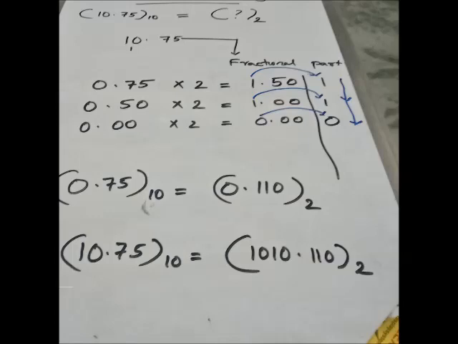Okay, here you can see the final answer. 10.75 to the base 10 is equal to 1010.110 to the base 2. Because for the 10 we have found already, the equivalent binary is 1010. For 0.75 we have found it as 0.110, right? So when we combine this, we get the result: 1010.110 to the base 2 is the equivalent binary of 10.75 decimal.